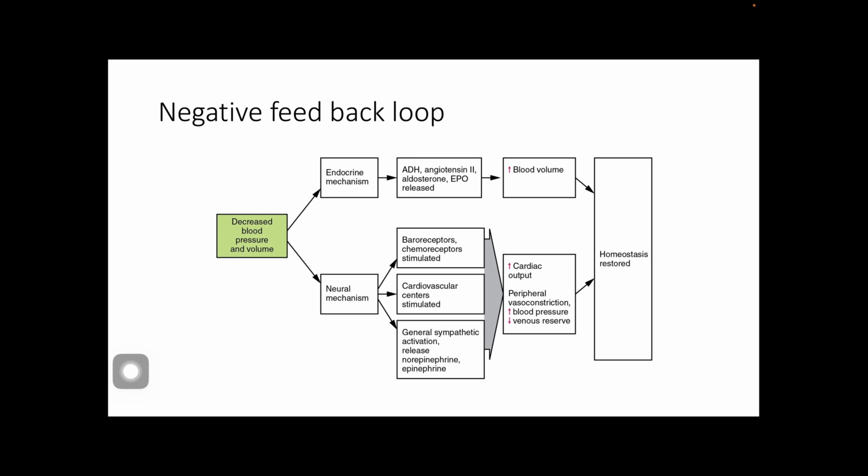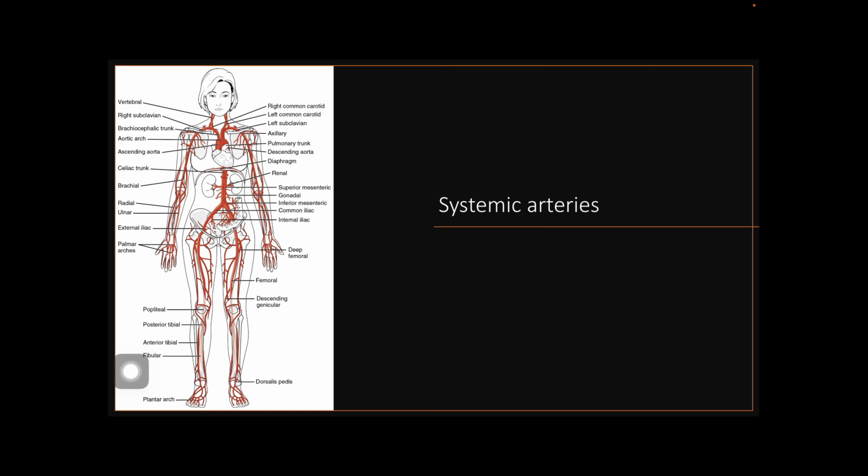Then over here, we have the nervous system mechanisms. We have baroreceptors and chemoreceptors that get stimulated when blood pressure drops. Then we're going to have increased heart rate and increased sympathetic stimulation from the spinal cord to constrict blood vessels and increase cardiac output. So both of these things work together to restore homeostasis. All right, that's all I want to go over. I gave you guys a little tour of the arteries already, so keep on studying. Let me know if you have any questions.